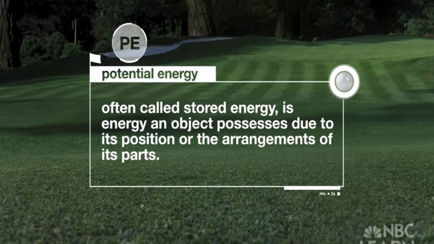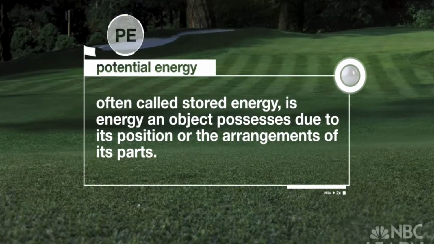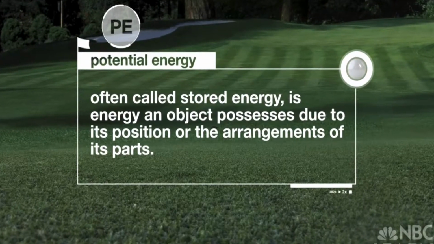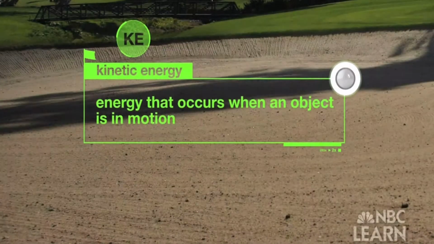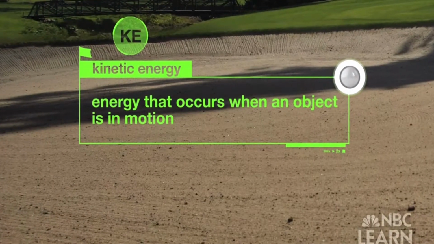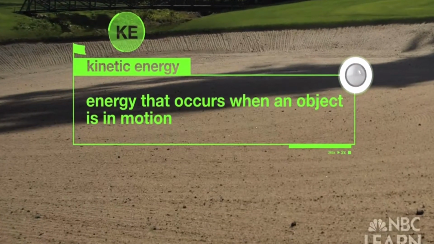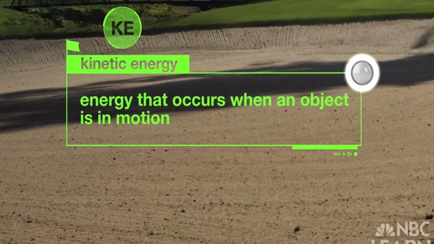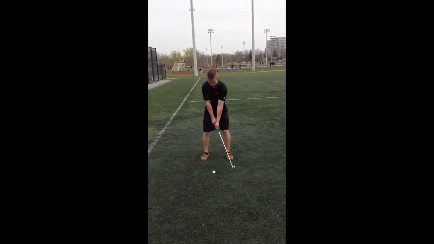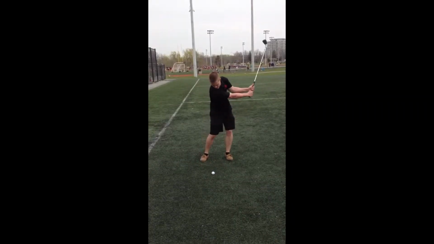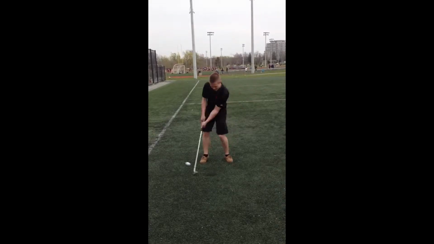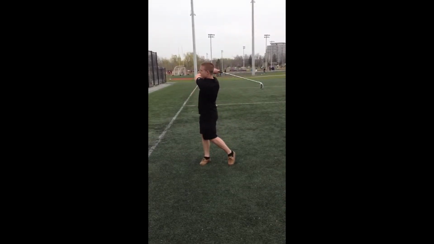In terms of energy, the golf club has gravitational potential energy and kinetic energy before it hits the golf ball. When it hits the golf ball, the golf club slows down a little bit because it is transferring some of its kinetic energy to the golf ball. This is an inelastic collision, which means the kinetic energy is not conserved. Some of it is lost to sound, heat, and vibration.